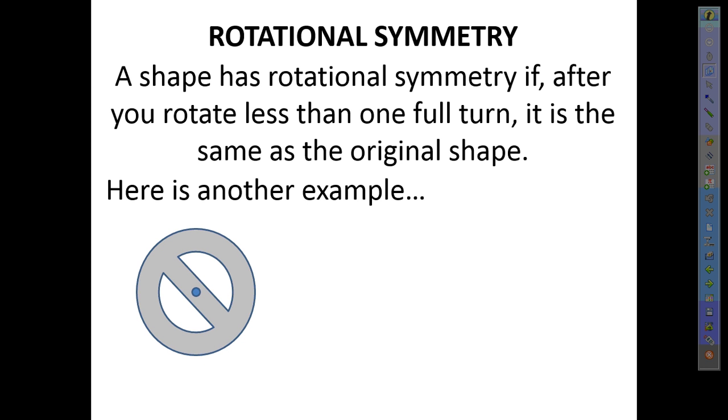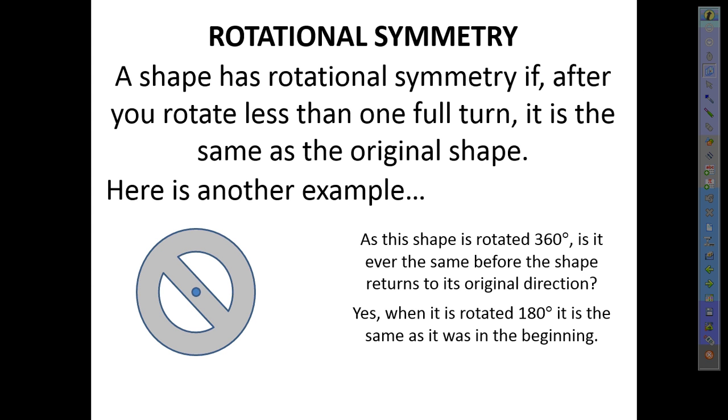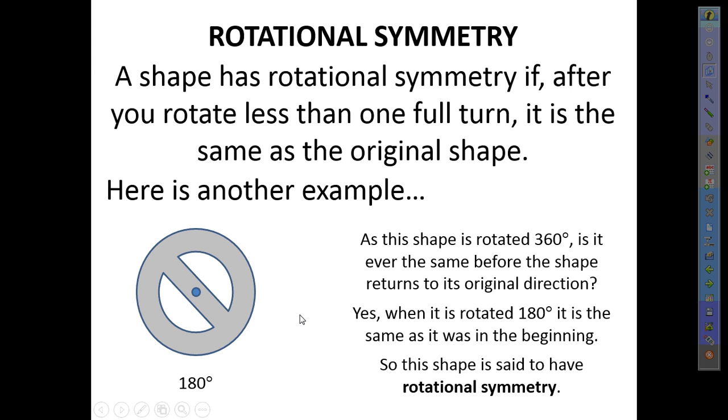A shape has rotational symmetry if after you rotate it less than one full turn, it is the same as the original shape. Here's another example. So again, if I rotate anything 360, it always ends up being the exact same all the way around. It looks exactly like it did when it started. But when this one is rotated halfway, 180 degrees, boom, it looks exactly as it did when it started. So that means that it has rotational symmetry.